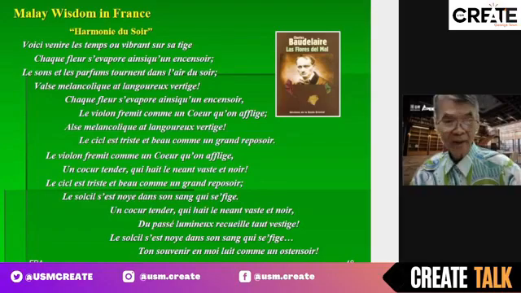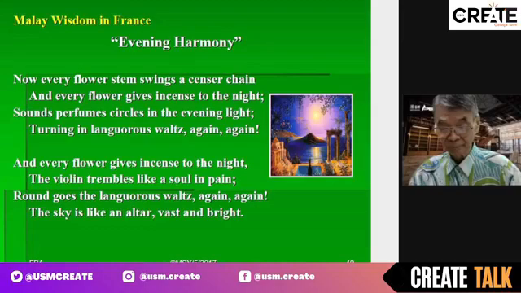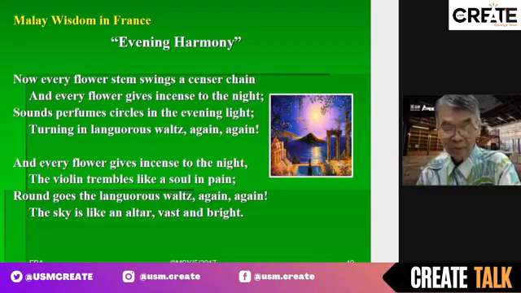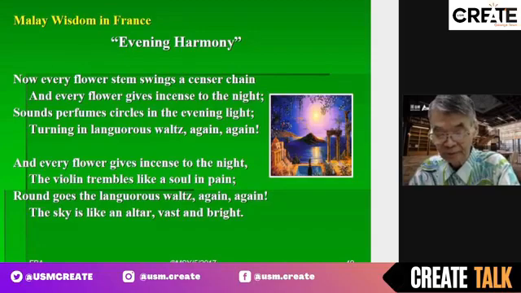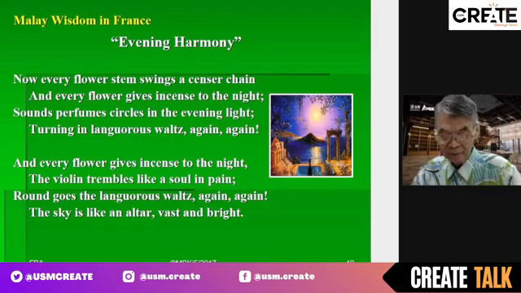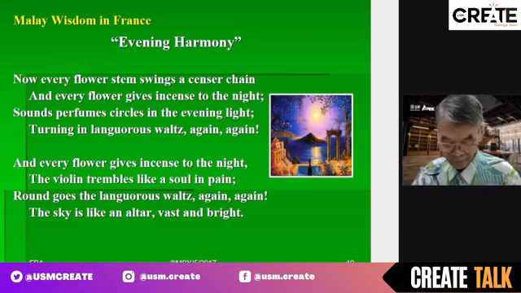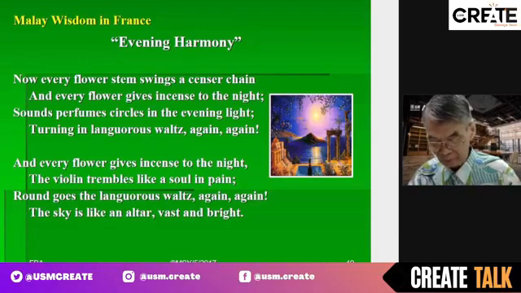and followed by an English translation. I will read to you quickly the English translation. Now every flower sings a censer chain, and every flower gives incense to the night. Sounds, perfume circles in the evening light, turning in languorous walks again and again. And every flower gives incense to the night. The violin trembles like a soul in pain. Round goes the languorous walks again, again. The sky is like an altar, vast and bright.